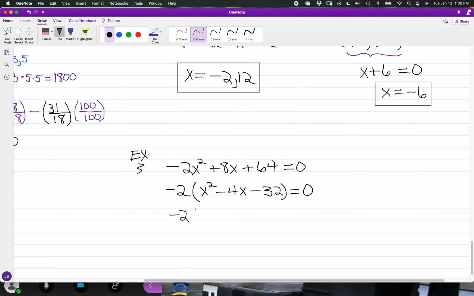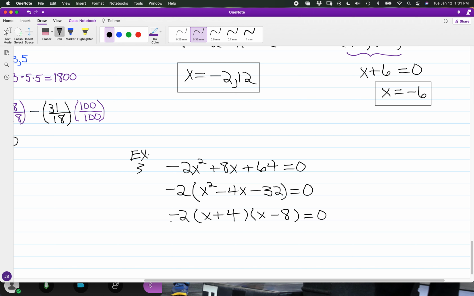And with this trinomial, if I factor, again we have x squared goes to x and x. And factors of negative 32 whose sum or difference will be negative 4. So with the sum or difference at negative 4, more weight will be given to the subtraction than to the addition. So here we're going to have x plus 4 and x minus 8.